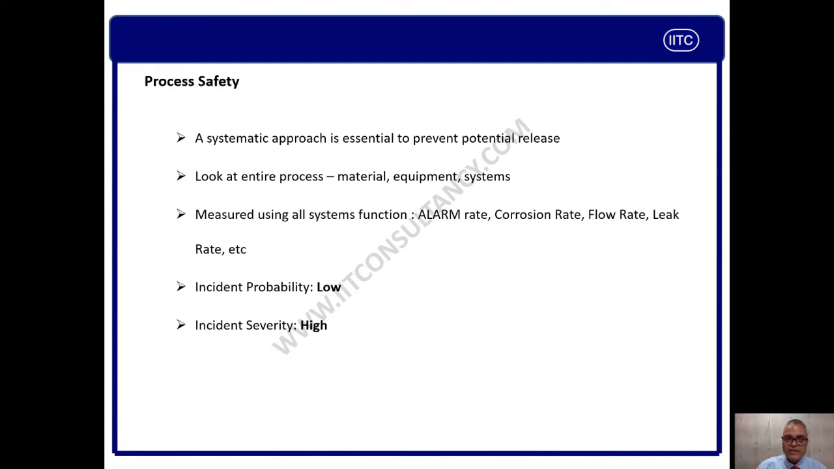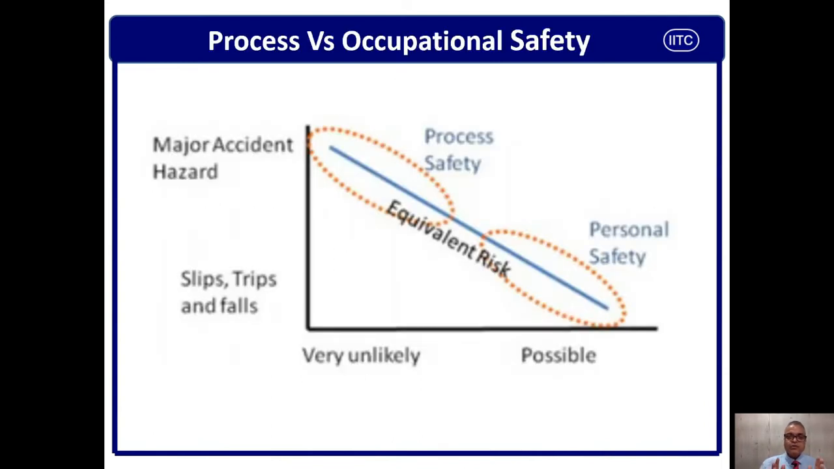So guys, let's go ahead. I hope by now you understand the basic concept of occupational safety and process safety. In this slide, you will probably have clearer information related to process safety versus occupational safety. If you see this graph, this is the y-axis, this is the x-axis. Here in the y-axis you have MAH, major accident hazard. Hope you are able to see my cursor. And down below is slips, trips and falls. So this is the accident category.